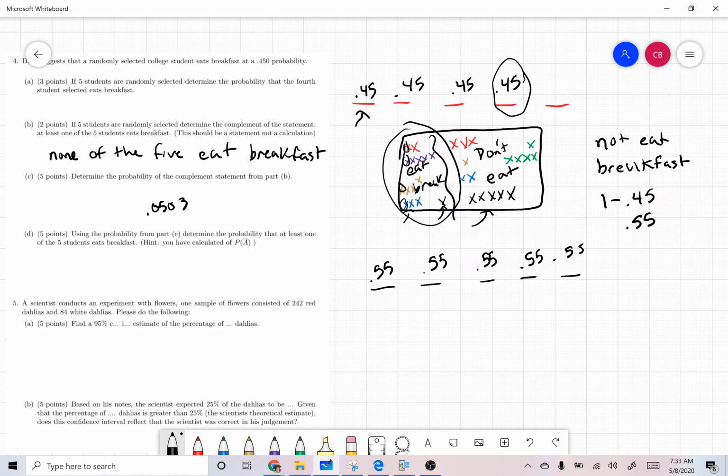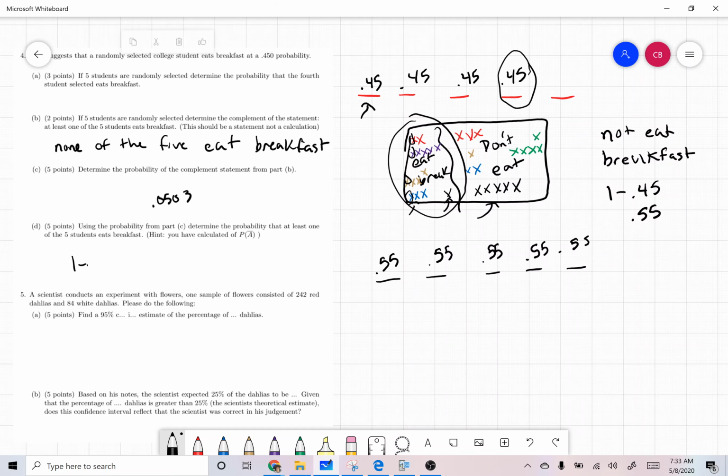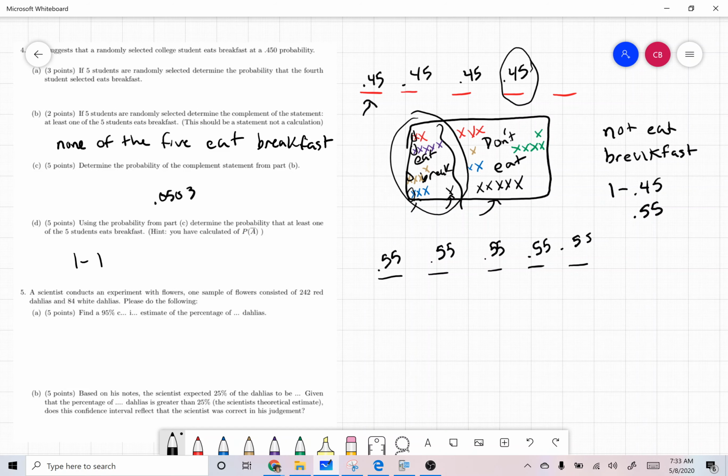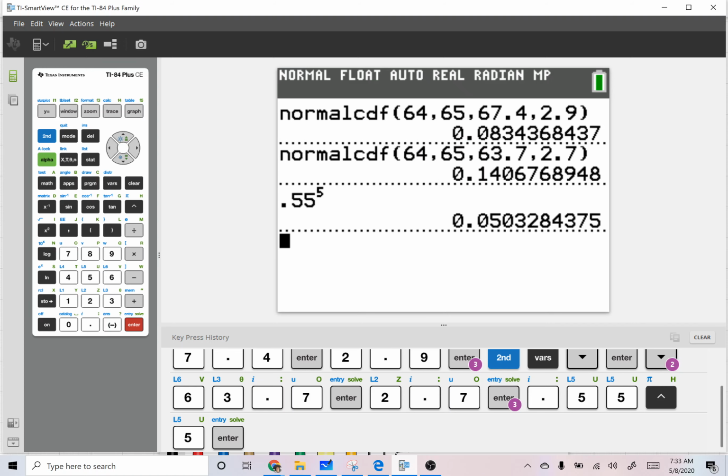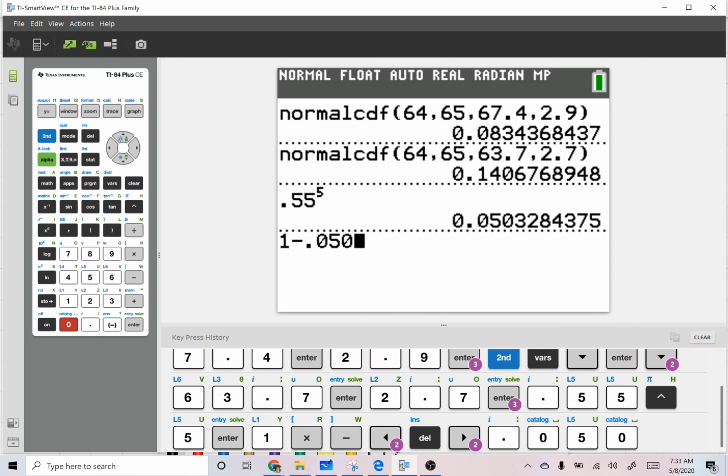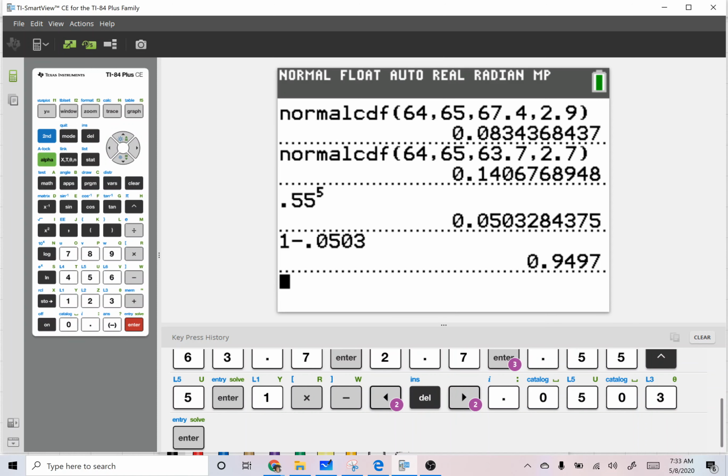But if you want to find the probability that at least one of the students eats breakfast, then you're going to do 1 minus P of A, which is the complement, which is 1 minus 0.0503, which is 0.9497. So your answer here would be 0.9497.